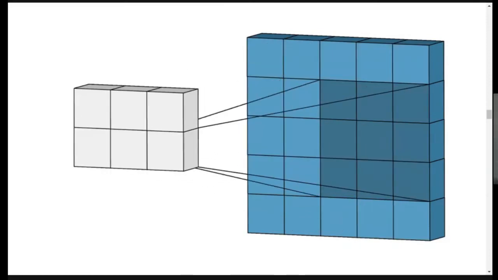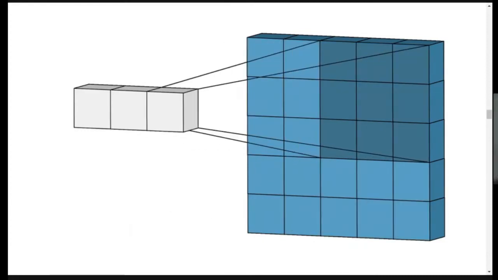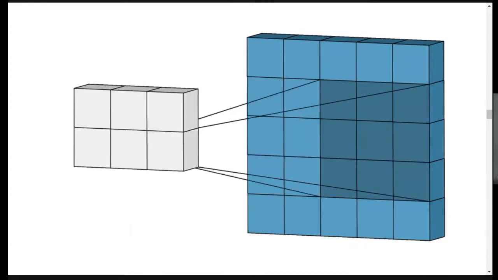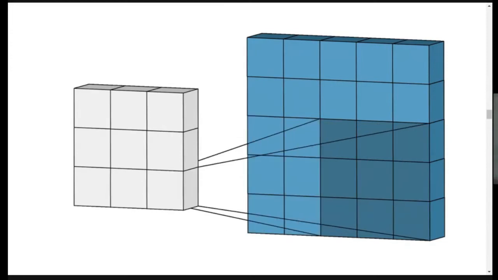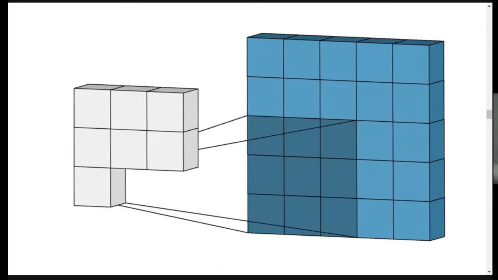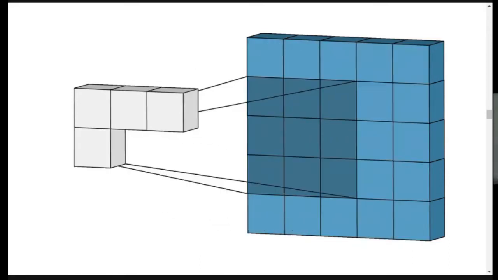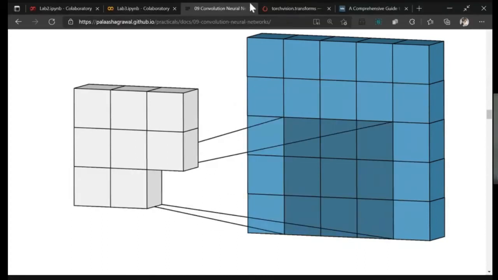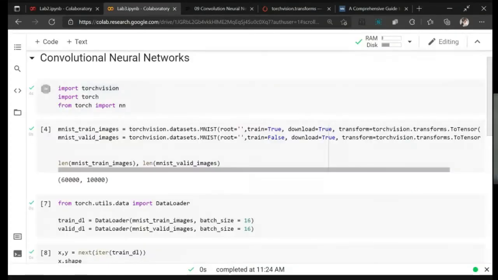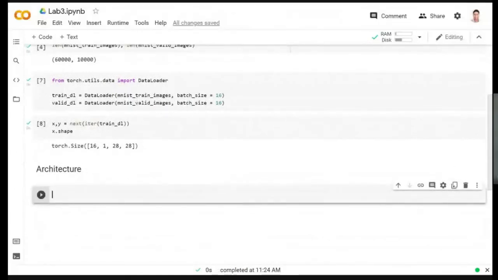This is how you can slide through your pixel map and create features which can identify really complex visual patterns. You can see this is very much inspired by the human brain itself. The human brain also identifies patterns in different steps. All right, so enough about that. Let's code it up.